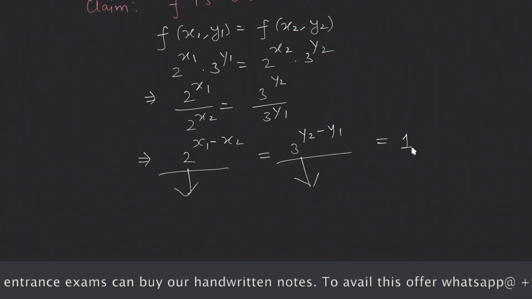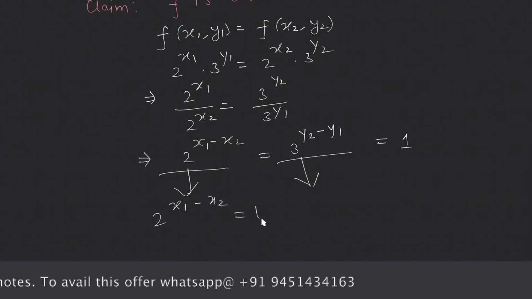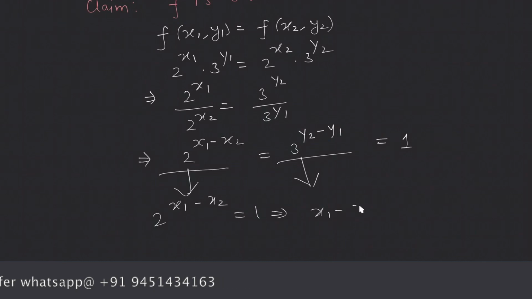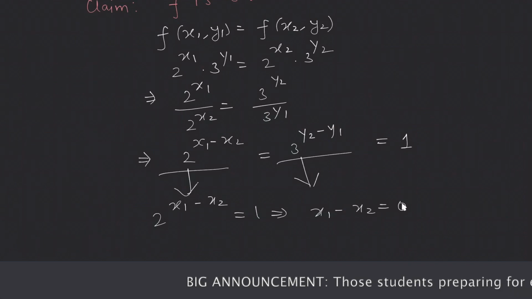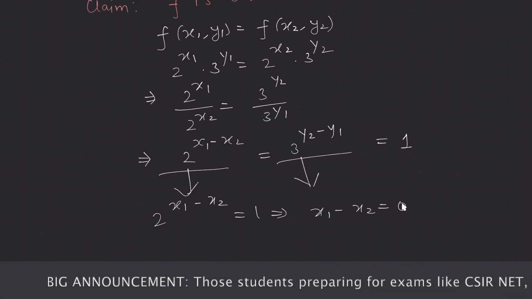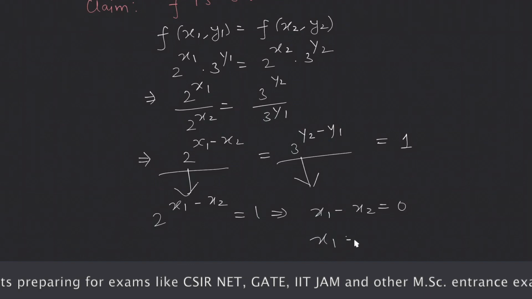So when 2 raised to power x1 minus x2 is 1, we get x1 minus x2 equals 0. We know that if any number has power 0, then the value of that expression becomes 1. So when 2 raised to power x1 minus x2 is 1, that means x1 minus x2 is 0. So from here we get x1 equals x2.